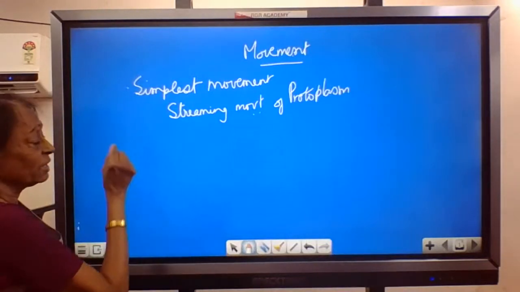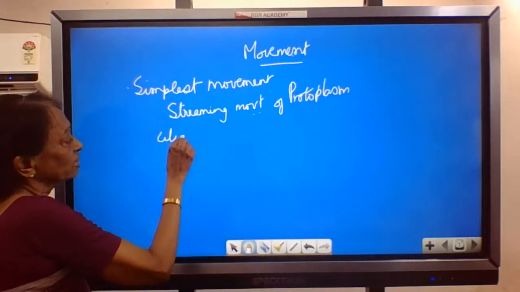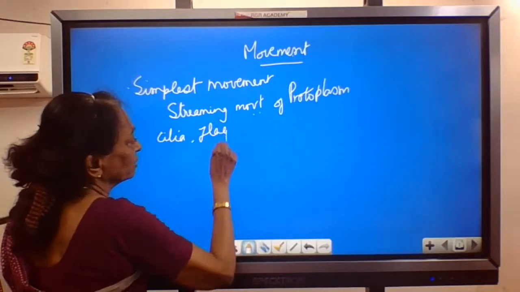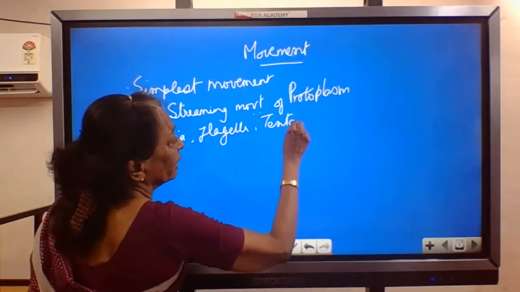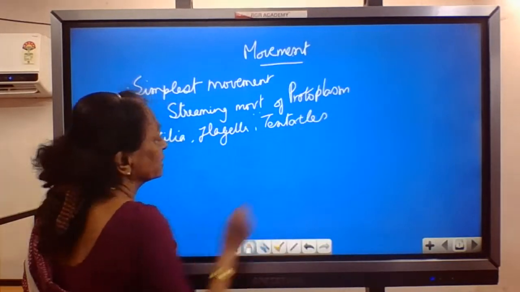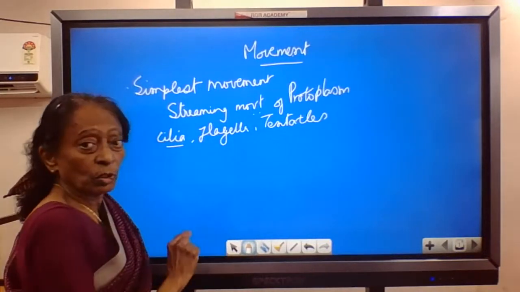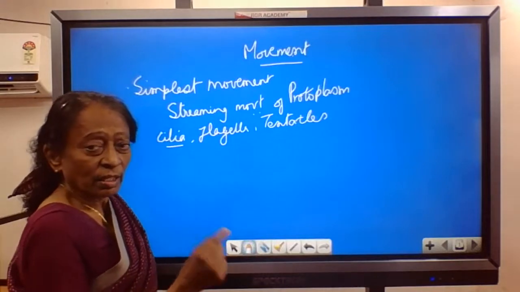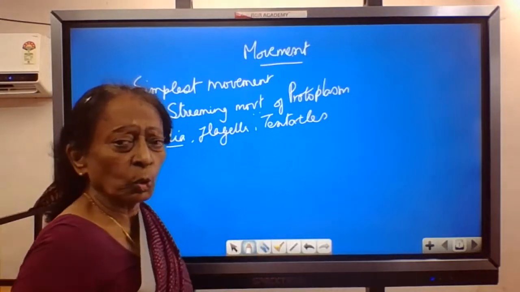Apart from the streaming movement, there are locomotor organs. Now, that is cilia, and flagella, and tentacles. Now, where are these organisms found? Cilia is found in the protozoa, paramecium; flagella again in protozoa, euglena; and the tentacles you have got in the coelenterates, that is in the hydra. So these are all organs which help in the locomotion.